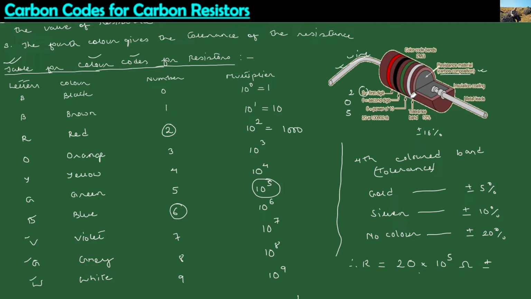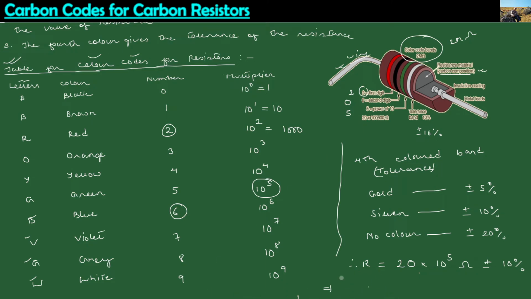The fourth color band, the tolerance, is silver. From this table, silver is plus minus 10%. In the answer here it is written as 2 mega ohm.